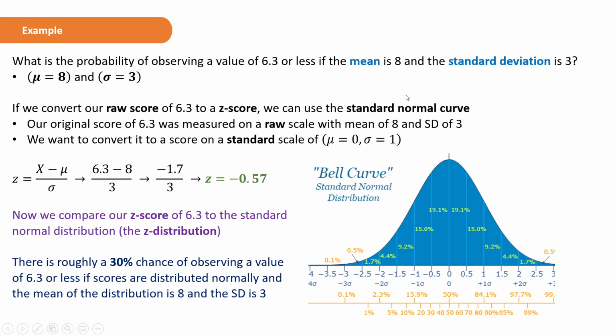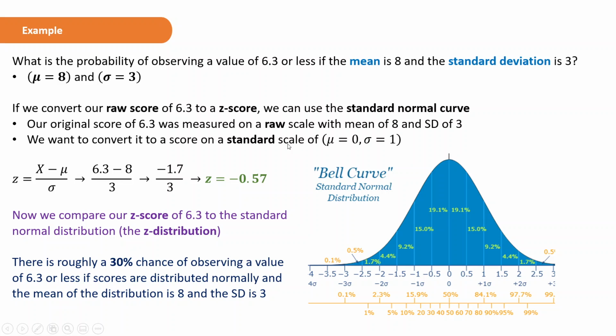And so real quick, to give an example of what this might look like, if we do know the population mean, so let's just say it is 8 and the standard deviation is 3, then we could ask, okay, what's the probability of observing a value of 6.3 or less if the mean is 8 and the standard deviation is 3? So in other words, if our population mean hours of sleep really was 8 and the standard deviation was 3 hours, what would be the probability of observing a value of 6.3 or less?